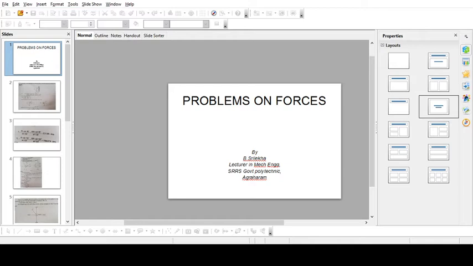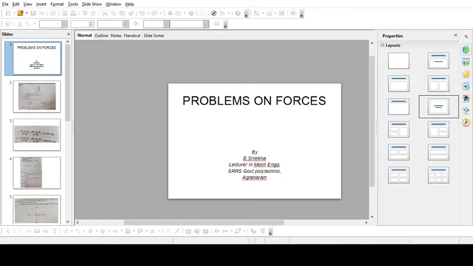Next, we have equilibrium. A body is said to be in equilibrium if all the forces acting on it keep it in a balanced condition. If the body is in a balanced condition, then it is said to be in the equilibrium position. So the equilibrium position can be attained when the forces acting on both sides are equal, when the forces on LHS equal the forces on RHS.